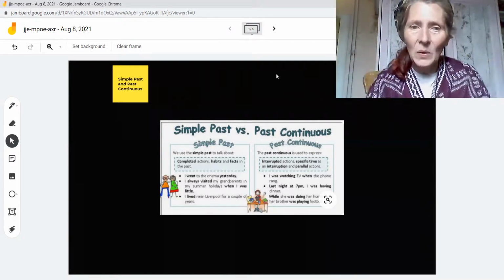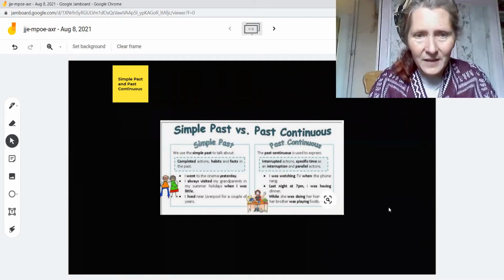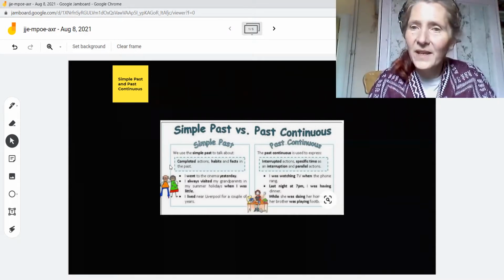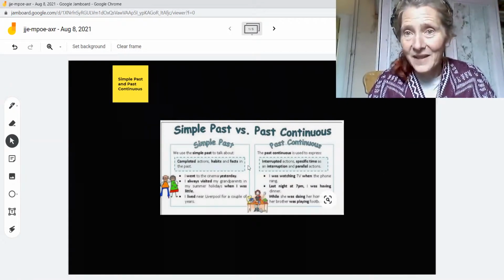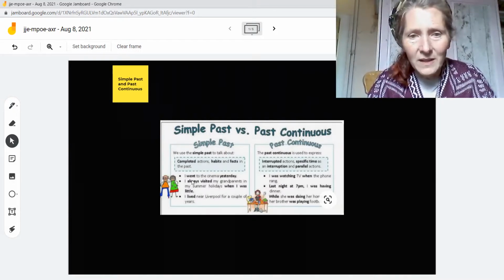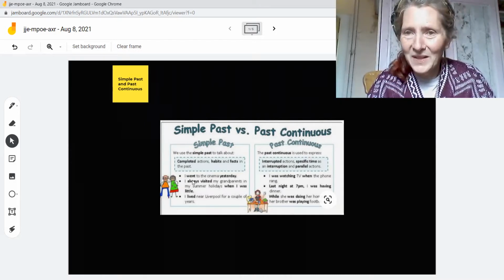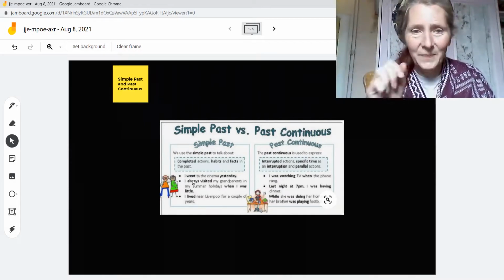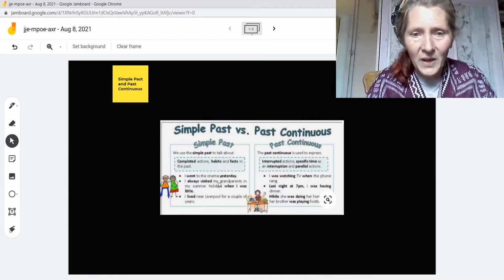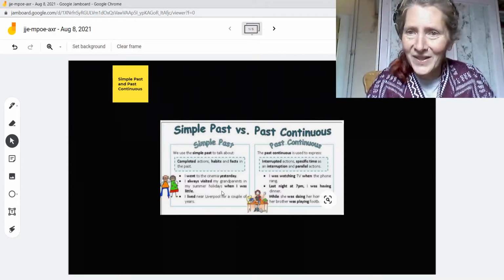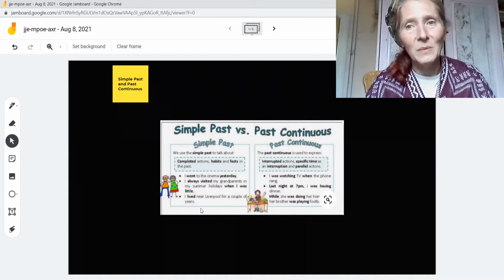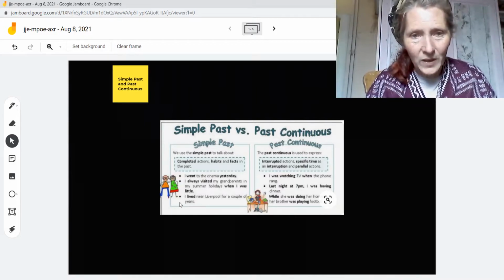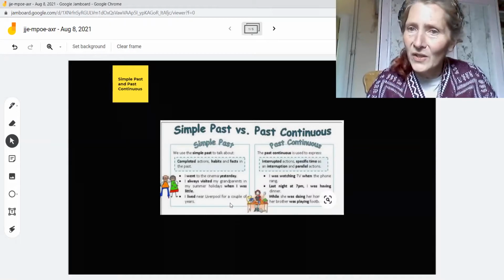Okay, so our simple past. We use the simple past to talk about things that started and ended in the past, or facts in the past. So we have here some examples. I went to the cinema yesterday. Okay, so started and completed in the past. I always visited my grandparents in my summer holidays when I was little. Something that was repeated quite often in the past, you will use the simple past. Okay, last one. I lived in Liverpool for a couple of years.